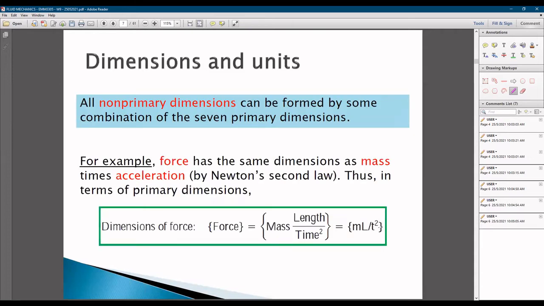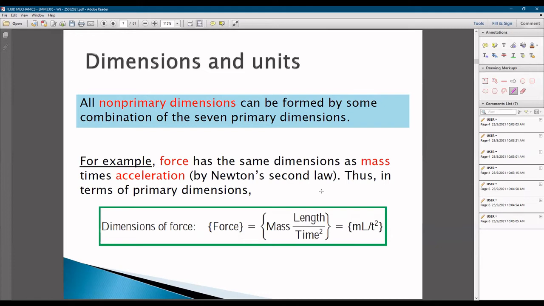Okay, all non-primary dimensions can be formed by some combination of the 7 primary dimensions, like I just showed you just now, where for speed, the dimension is meter per second, right?